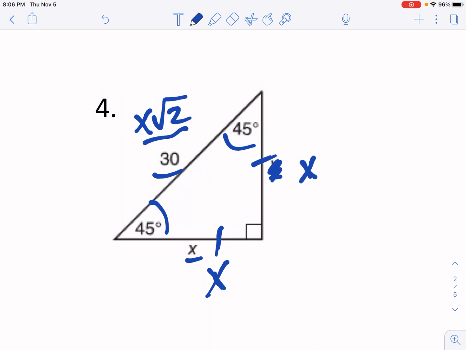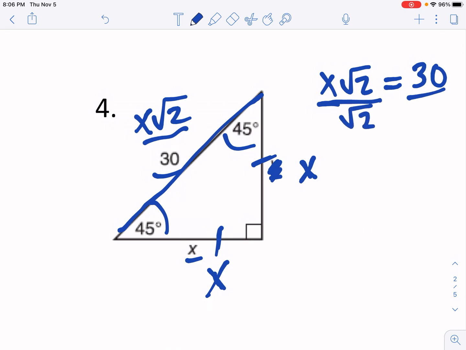This guy is supposed to be x square root of 2. But what is this whole side length equal to? What is its measure? 30. So think about it like this. We want to know what x is, right? Well, if I divide this side by the square root of 2, does that get x by itself? Yeah.